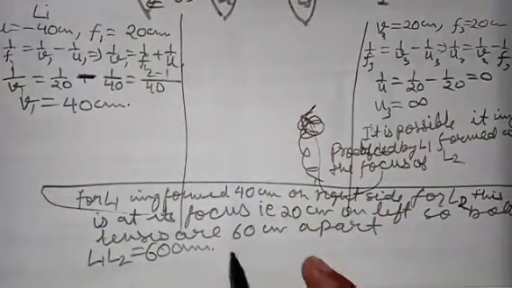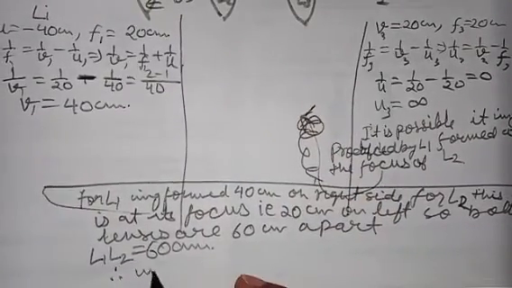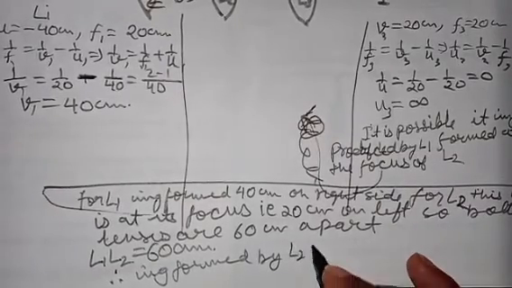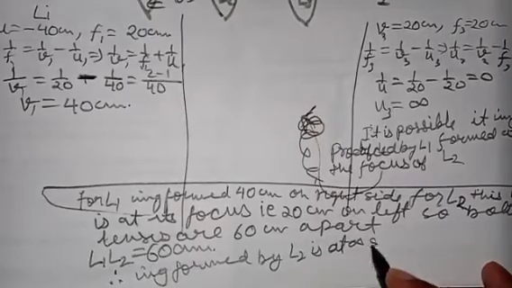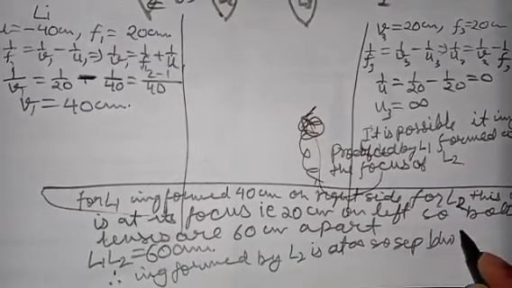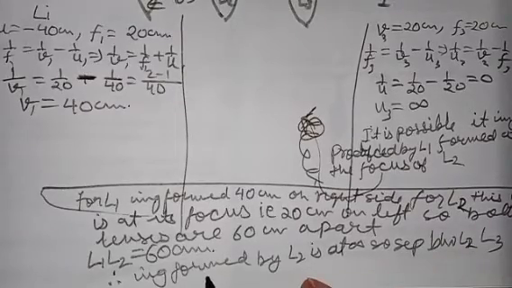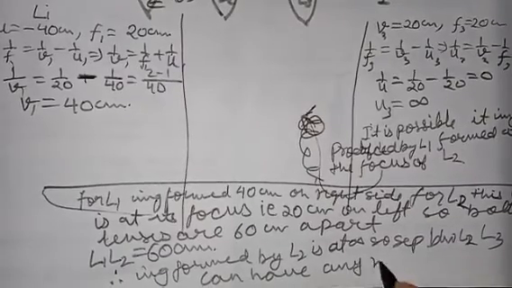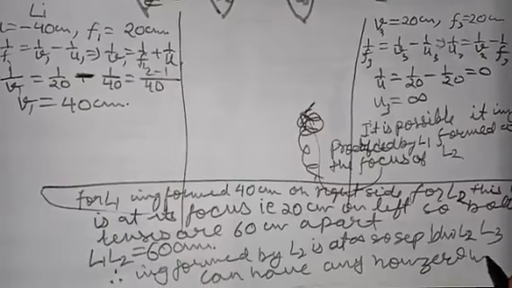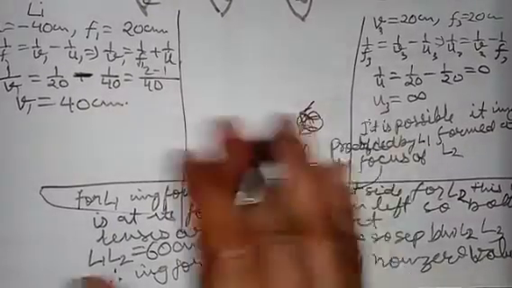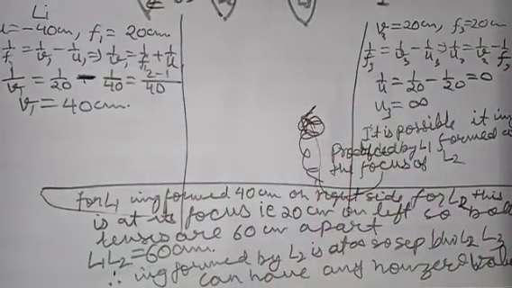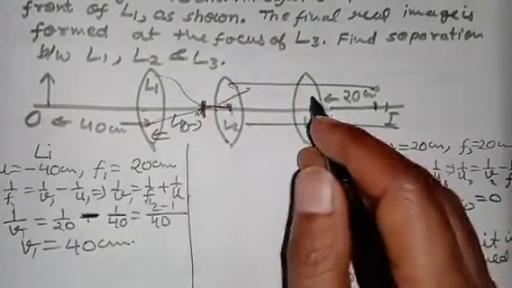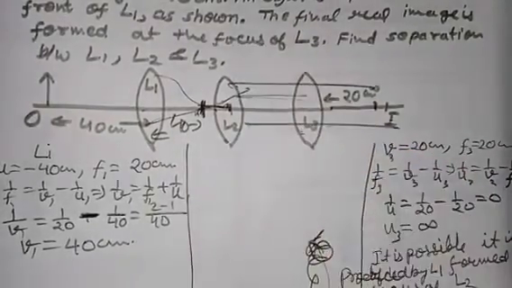Now what about L2L3? Since the image formed by L2 is at infinity, the separation between L2 and L3 can have any non-zero value, because for this situation 0 can't exist. Because it is producing the image at infinity like this, anywhere you can place this another lens.